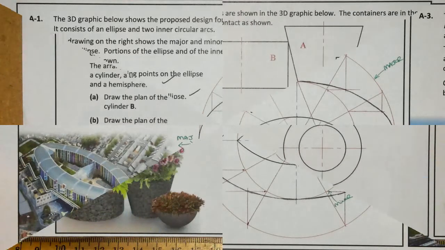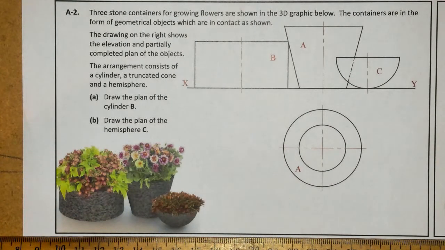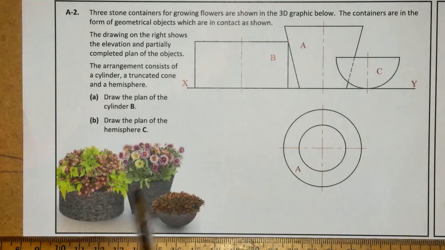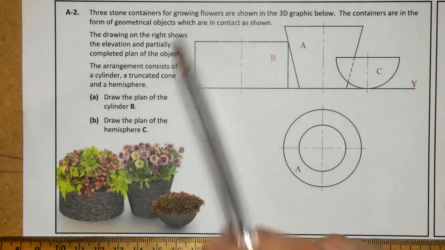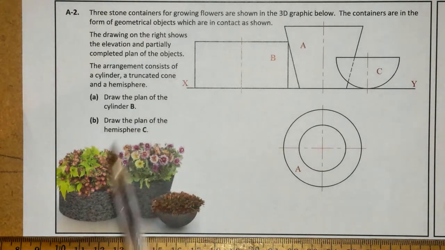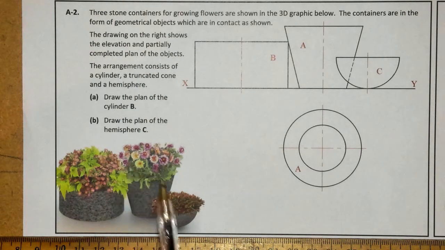So this question A2 says: 3 stone containers for growing flowers are shown in the 3D graphic below. So we can see them here. We've got a cylinder, we have a truncated cone, which is upside down, an inverted truncated cone. What I mean by truncated is that it's cut, so we don't see the top point. And we also have a hemisphere as well. The containers are in the form of geometric objects which are in contact as shown. So the cylinder is touching the truncated cone, and so is the hemisphere.